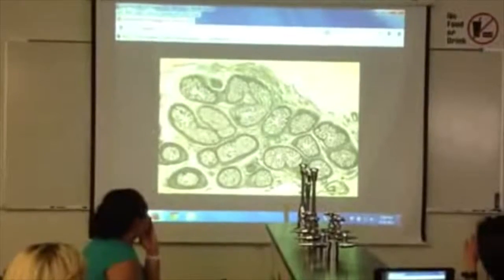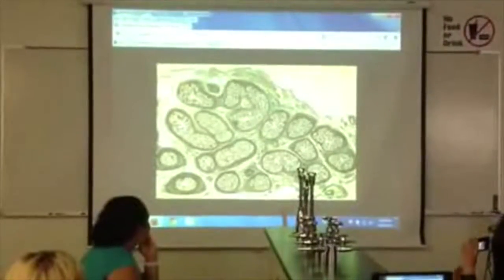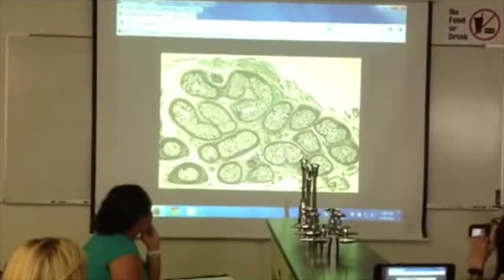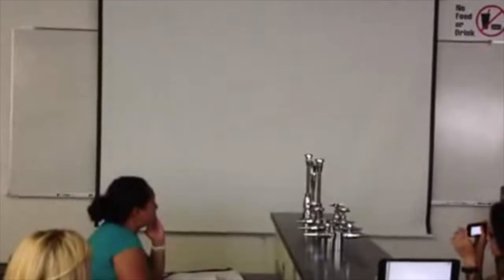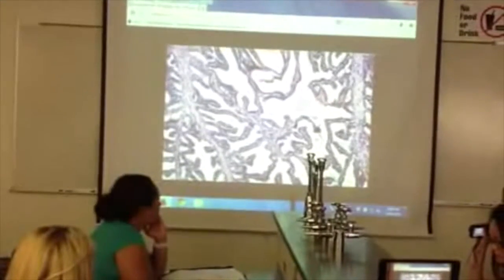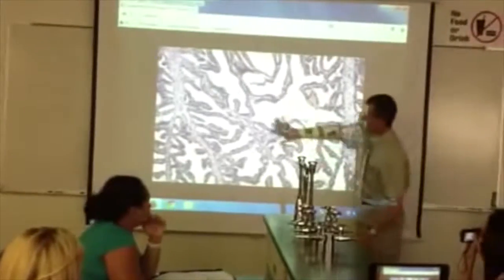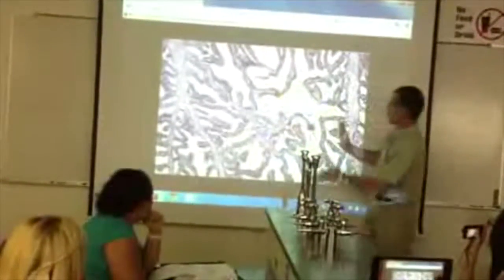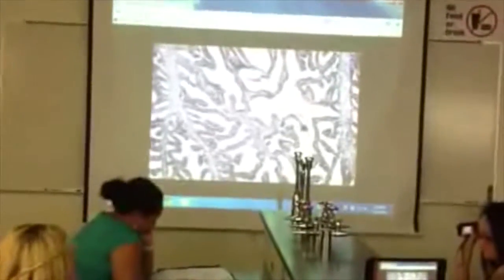Low magnification, so a little different. Lots of circles. Let me zoom in on that. It'll look like that. Seminal vesicle. Looks like a sponge. And here's my mucosal folds. Here's my smooth muscle. That's my sponge. That's easier to see. That's a sponge. Seminal vesicle.